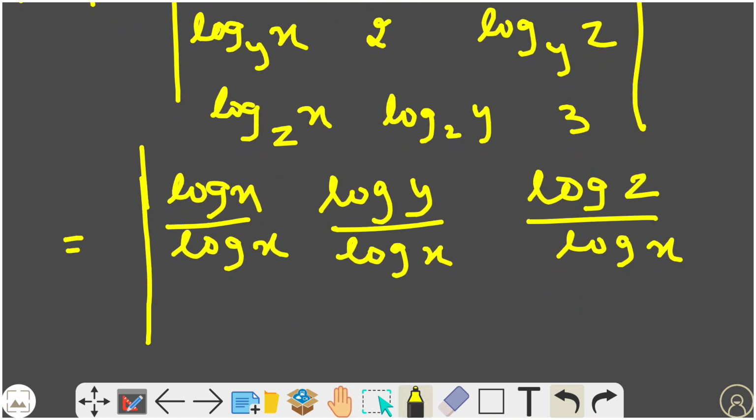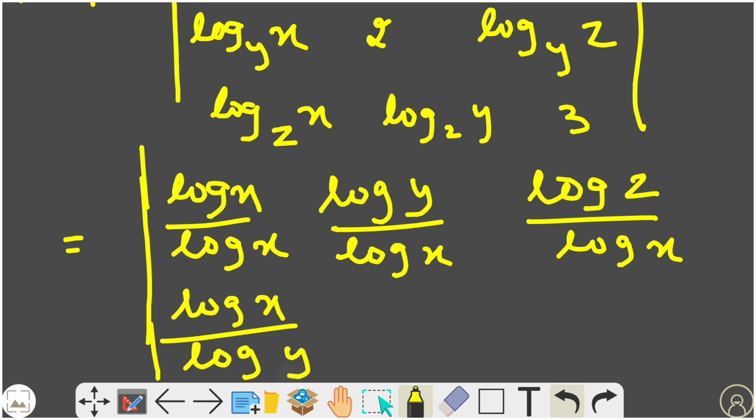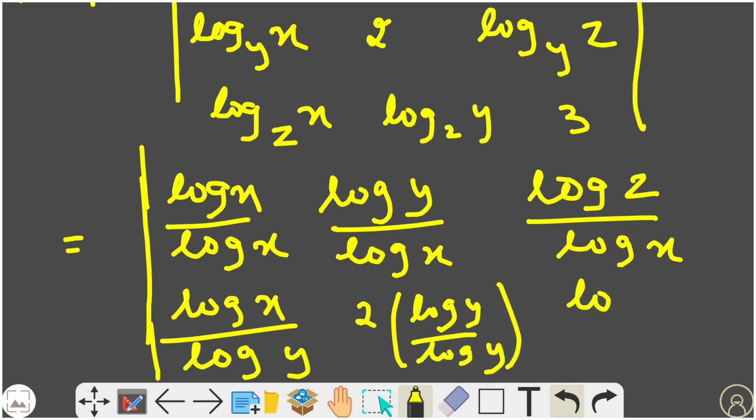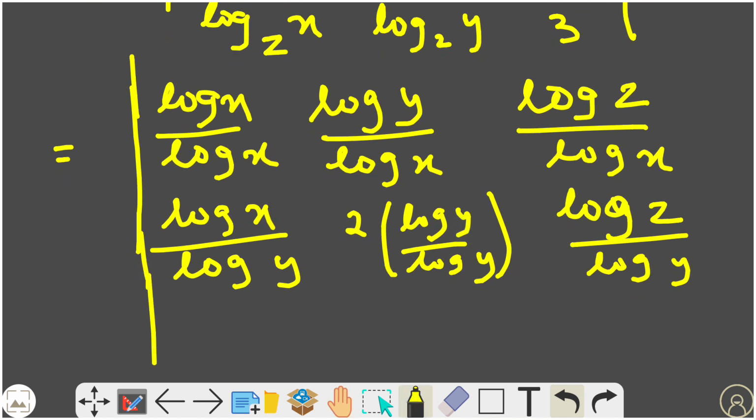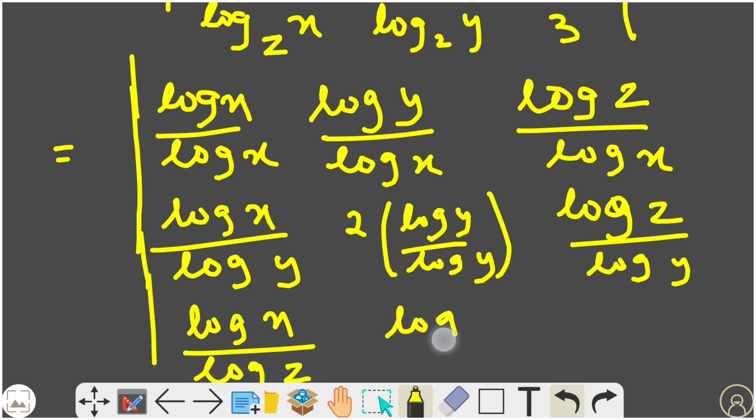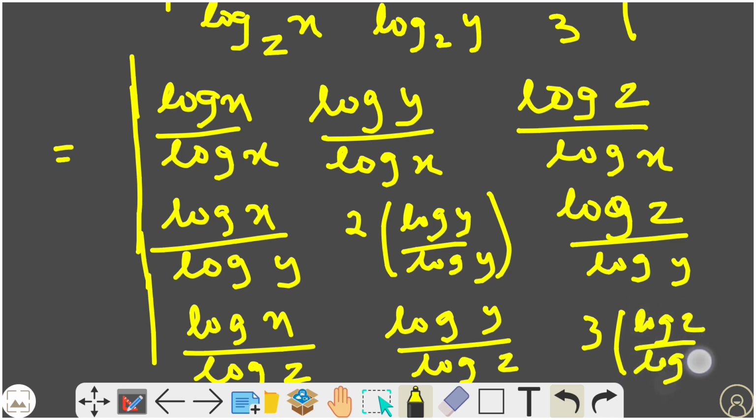Next, the second row. The first entry can be written as log x divided by log y, 2 can be written as 2 into log y divided by log y, and the third one is log z divided by log y. The last row: log x divided by log z, log y divided by log z, and 3 into log z divided by log z. Okay, so this is the determinant.